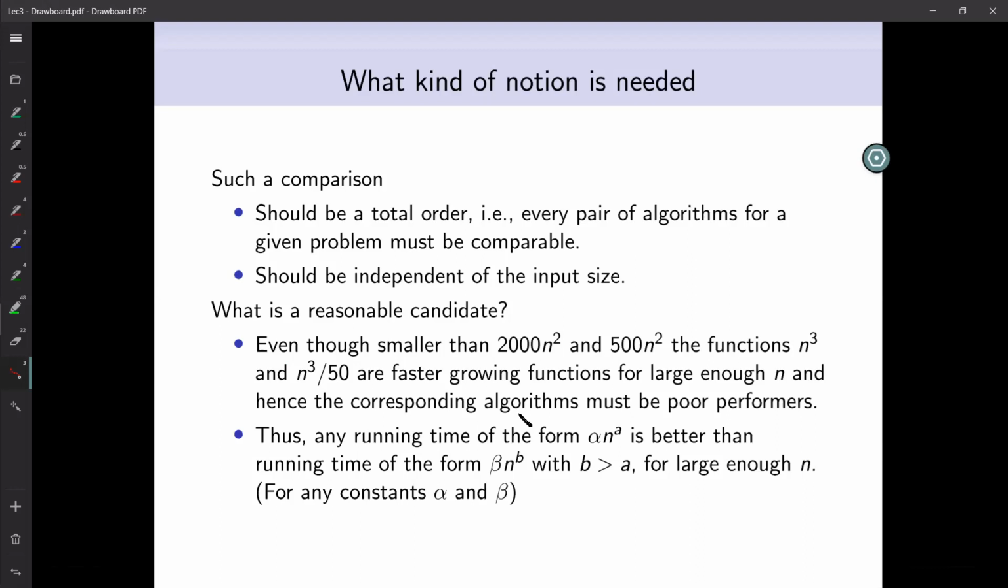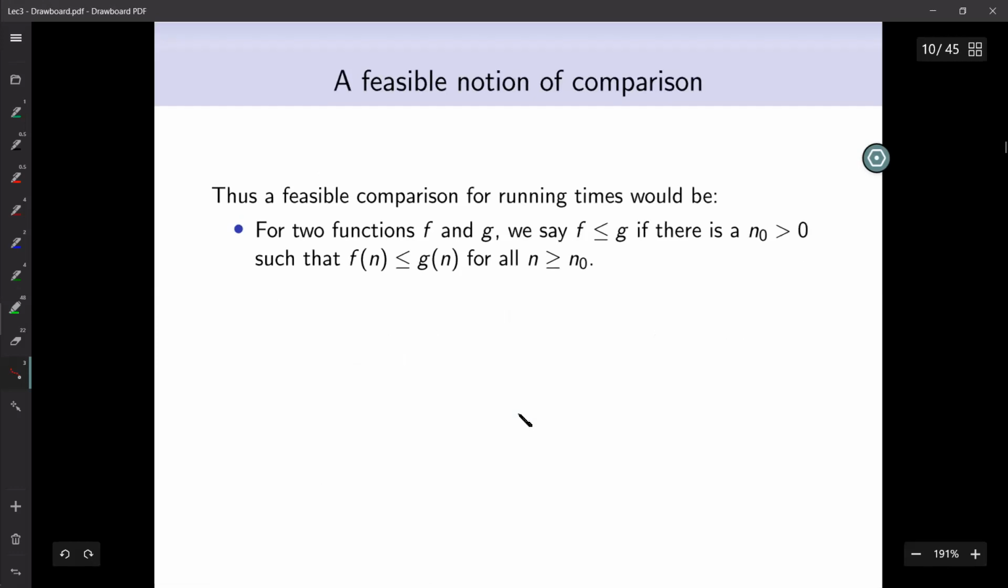With this in mind, now let's come up with a definition, a feasible notion of comparison. To meet our requirements, one feasible notion would be, say, two functions f and g. We say that f is less than or equal to g. I'm just abusing this notation; I'm not introducing a new symbol, I'm just writing less than or equal to. Less than or equal to is a relation which is defined over natural numbers or even integers or real numbers.